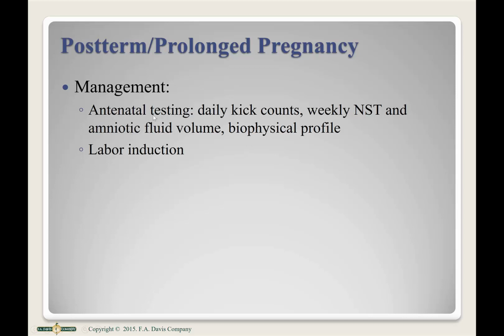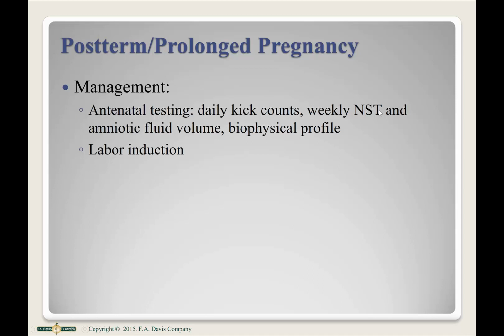So if we have a woman who is postdates, then we're going to do antenatal testing. What that means is we're doing things to look at fetal well-being. Every day we're going to tell this woman, you need to do daily kick counts several times a day. If your baby is not kicking often enough, then we're concerned about your baby. Healthy babies move. Healthy babies are active. Sick babies do not move. So if her baby starts having problems, she's going to stop feeling the baby move.